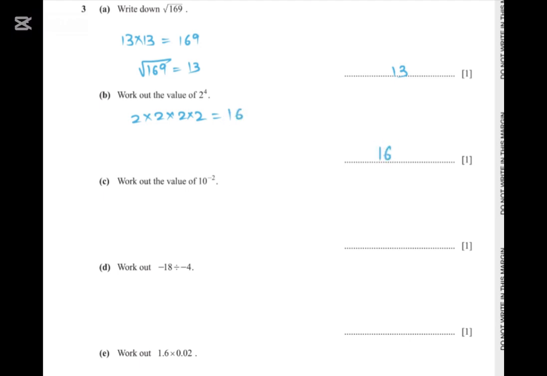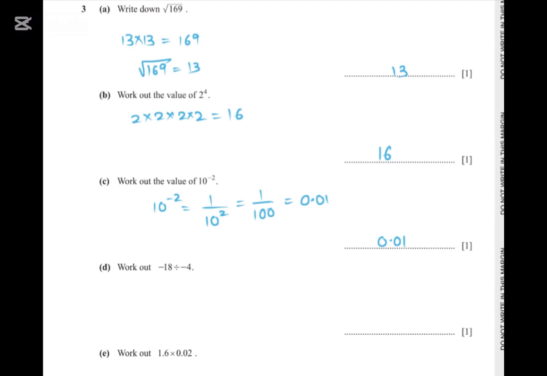Question number C. Work out the value of 10 raised to minus 2. 10 raised to minus 2 can be written as 1 by 10 raised to 2 according to the law of indices. So 1 by 10 raised to 2 is 1 by 100. You can even write it in decimal form, that is 0.01. So any one answer you can write here.